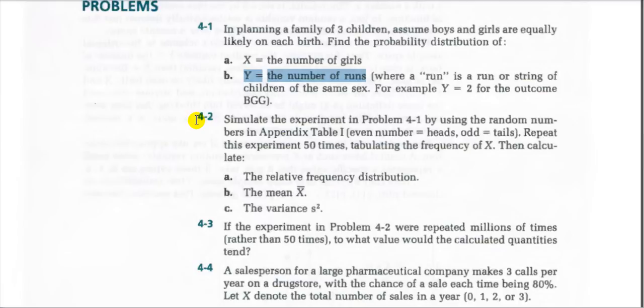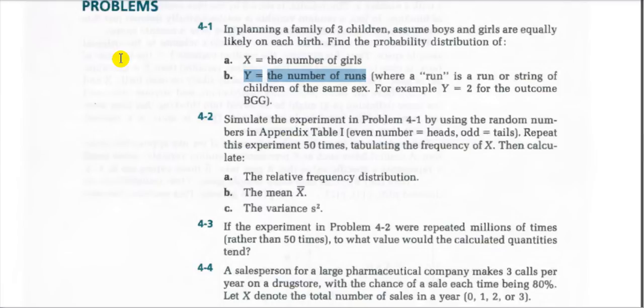Okay, this is a continuation of our discussion of Chapter 4 in Wonnacott and Wonnacott's book on statistics. We just finished problem 4.1. Let's look at 4.2. Simulate the experiment in problem 4.1 by using the random numbers in Appendix Table 1. Well, I don't have the Appendix Table 1 here.